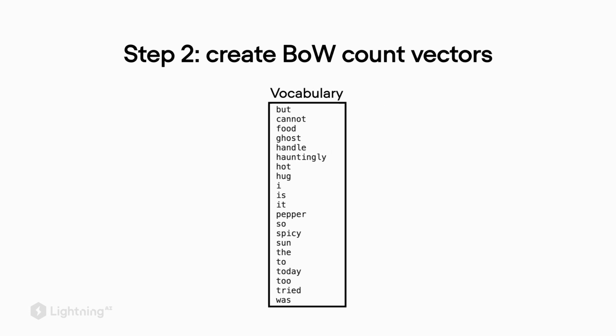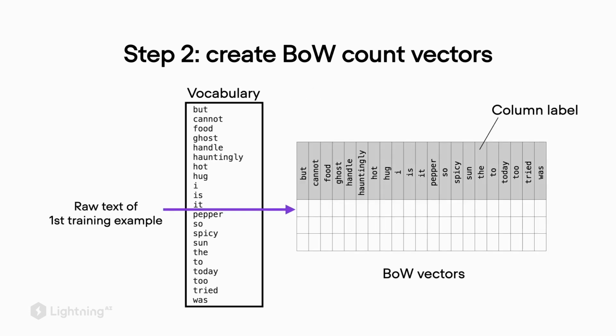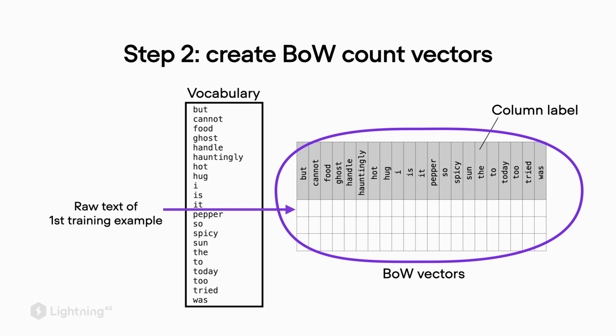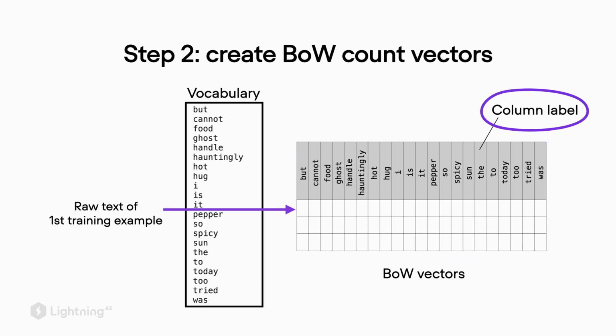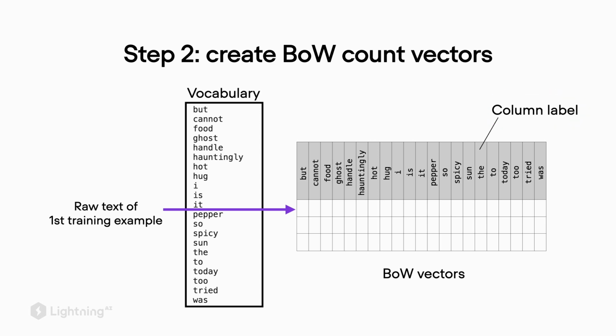And then in the second step, we take this vocabulary together with the training data to create these so-called bag-of-words count vectors. So here we are transforming the text from a raw text or preprocessed text representation into vectors. And as you can see here on the right-hand side, this is essentially a tabular dataset. The columns of this dataset are the individual words of the vocabulary. So in other words, the size of the vocabulary determines the number of columns, the number of features.